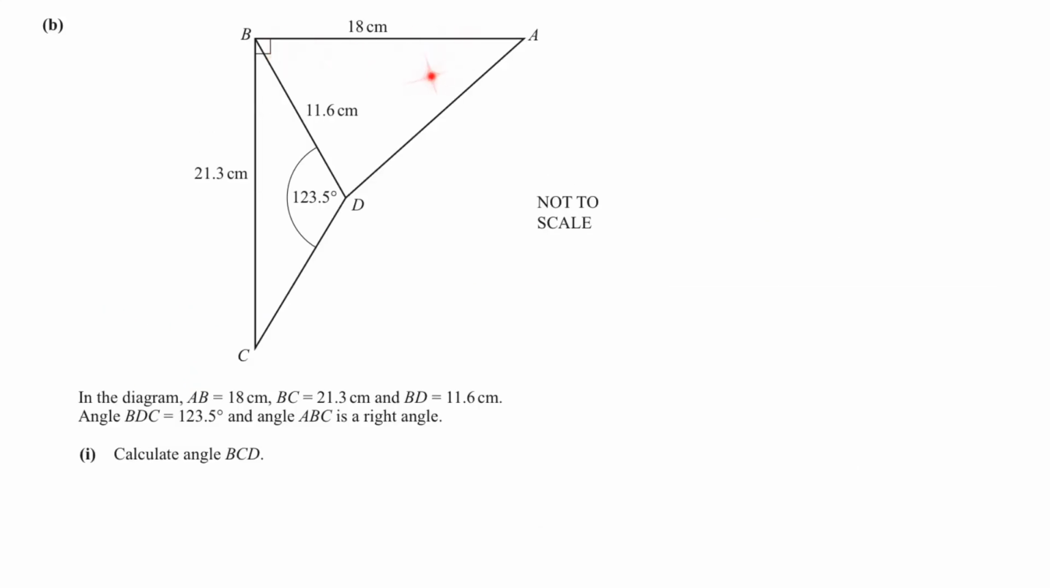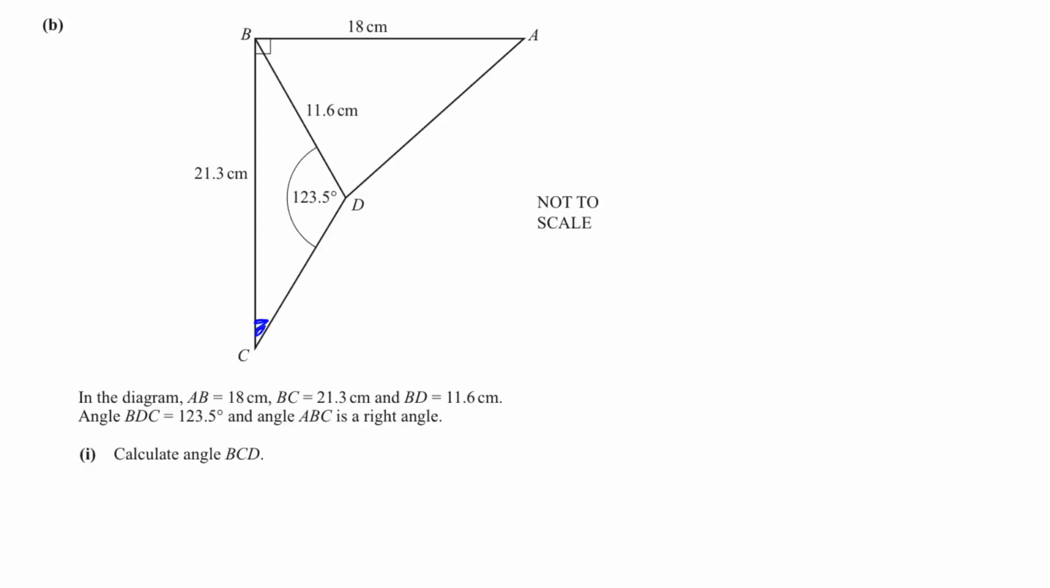We have been given two triangles here, and in the diagram AB is equal to 18 centimeter and BC is equal to 21.3, BD is 11.6, and angle BDC is 123.5, and angle ABC is a right angle. Okay, so if we join this here, ABC is a right angle. Calculate angle BCD.